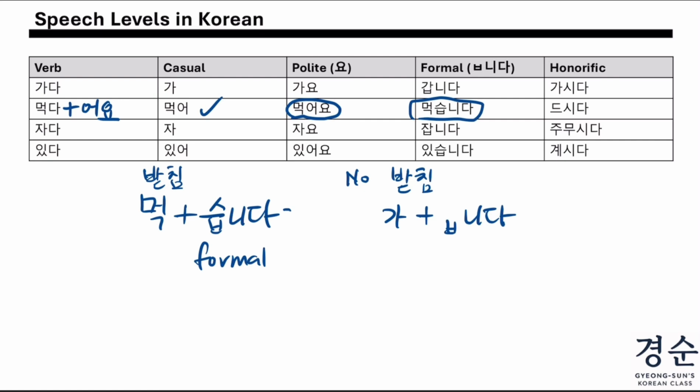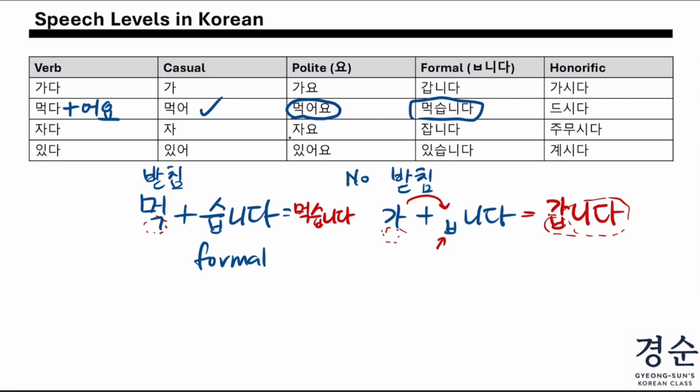So this one we get 먹습니다, and this one we get 갑니다. Okay, basically, since there is nothing, there's no 받침, you combine it with 니다. So you get this one, 갑니다. If there is a 받침, 씁니다. Okay, simple. And next we have 자다, which is to sleep.